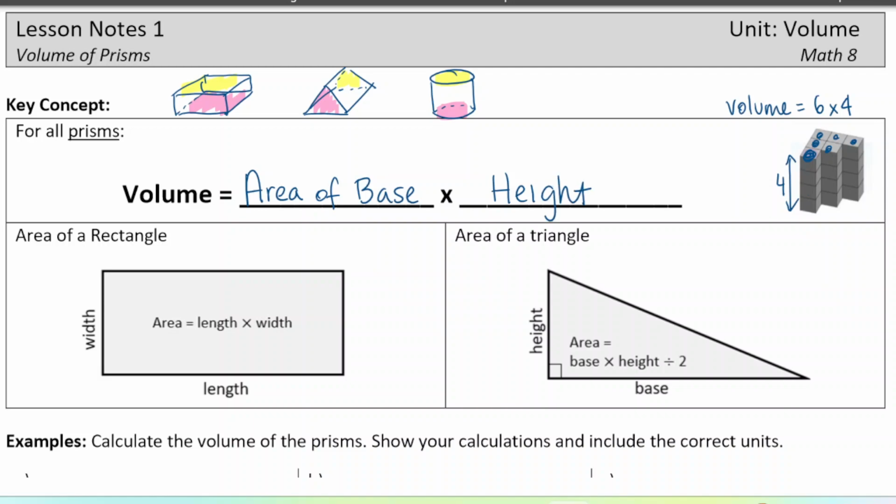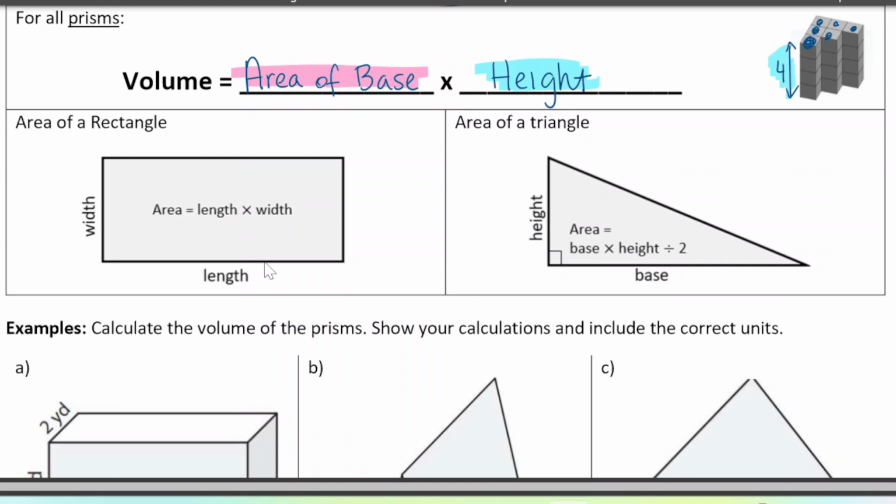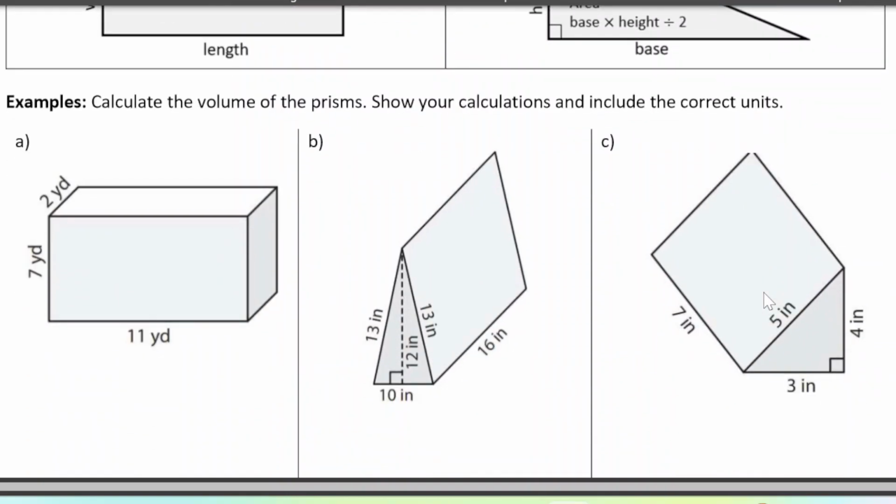Okay, so I'm going to be using pink for the base for my calculations here, and then height is going to be in blue today. Just a quick reminder too, area of a rectangle is length times width, area of a triangle is base times height divided by 2. Okay, so let's do some examples.